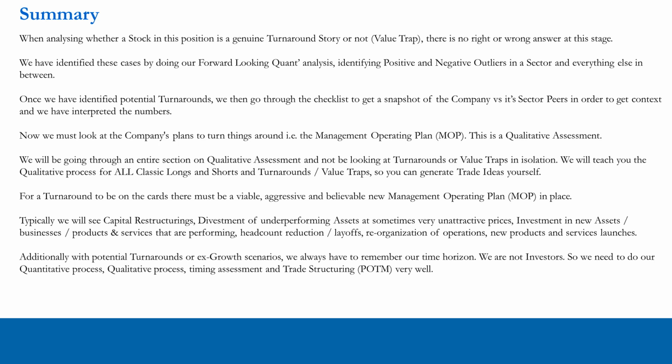Once we have identified potential turnarounds, we then go through the checklist of the backwards-looking financial metrics that we've just looked at to get a snapshot of the company versus its sector peers, so we get a context and an interpretation of the company numbers and the sector numbers overall. So where does the company fit in overall compared to the sector? Now, on top of that, we have to look at the company's plans to turn things around. So the management operating plan, that is a qualitative assessment.